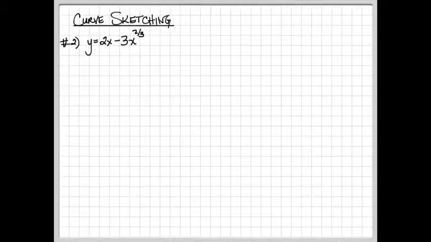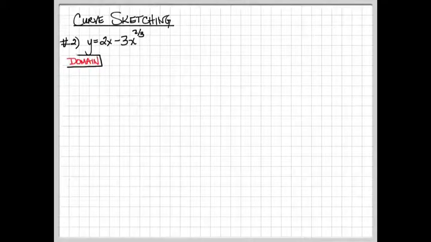I wanted to quickly go over the two problems on curve sketching that we didn't get a chance to cover in class. Number 2 was y equals 2x minus 3x to the 2/3. Let's follow the steps and see how we can sketch this particular curve.